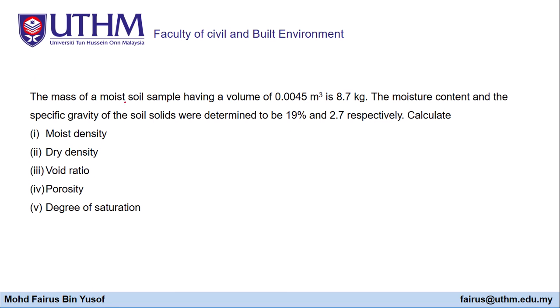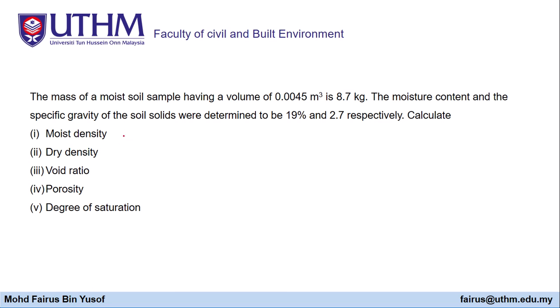The mass of a soil sample having a volume of 0.045 cubic meter is 8.7 kilogram. The moisture content and the specific gravity of the soil solids were determined to be 19% and 2.7 respectively. Calculate the moist density, the dry density, the void ratio, the porosity, and degree of saturation.